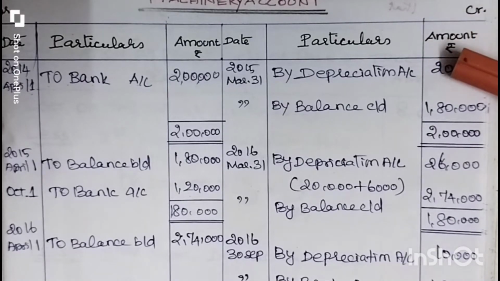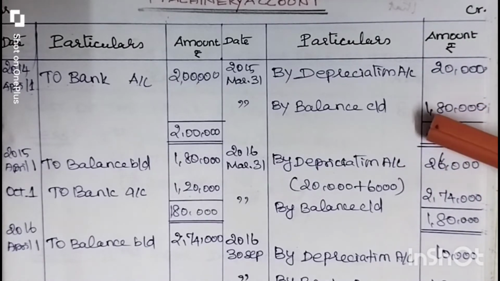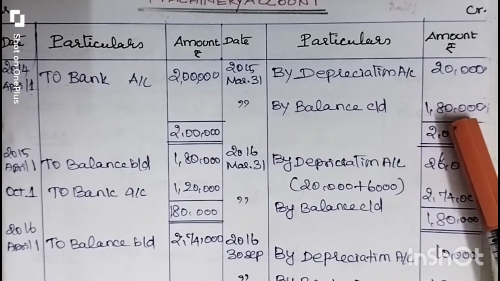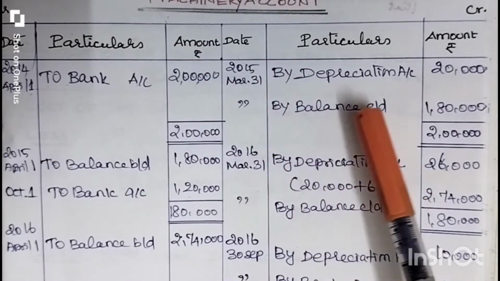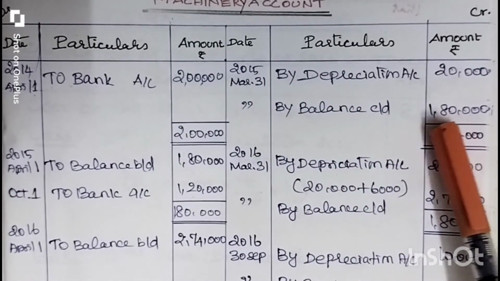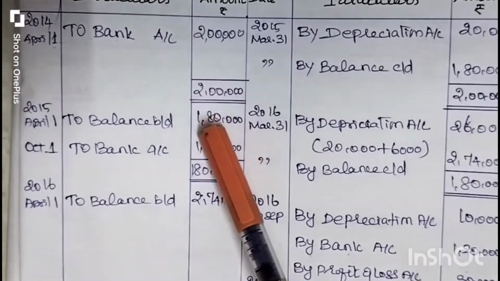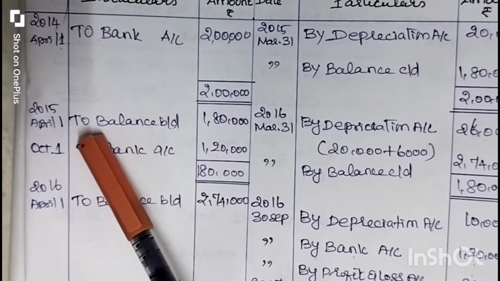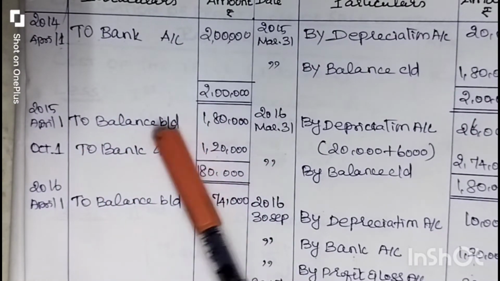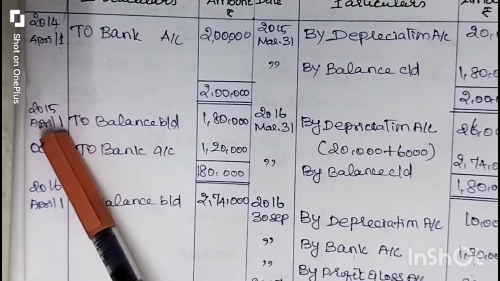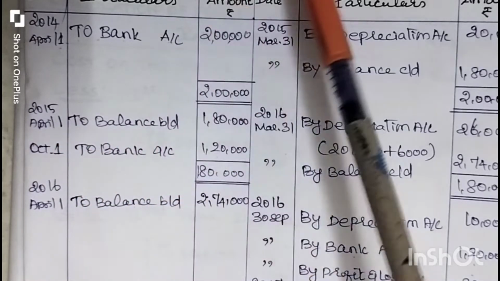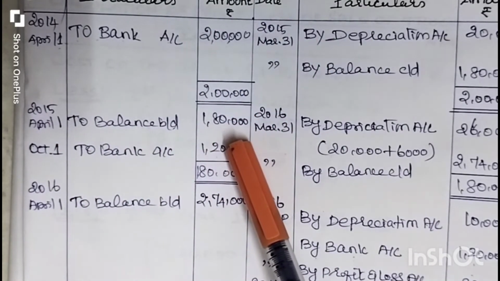Now we have to find the difference. For that you have to subtract 20,000 from the total value 2 lakhs. You will get 1,80,000. This is the closing balance of the machinery account for 2015. Okay, by balance carried down. Now that 1,80,000 you have to bring down to the opposite side and enter it below the total. Against this you write to balance brought down, dated 2015 April 1. Okay, so this is the next accounting period. The opening balance of the machinery account is 1,80,000.